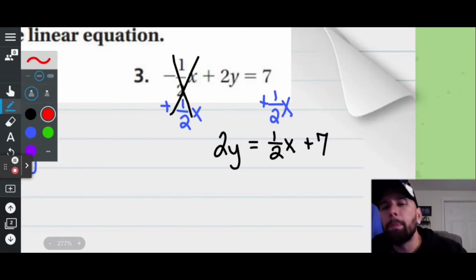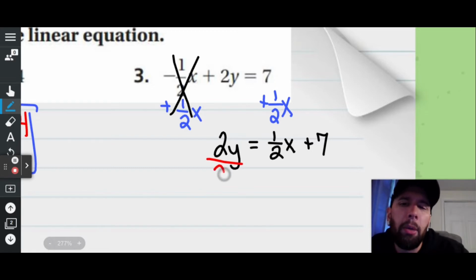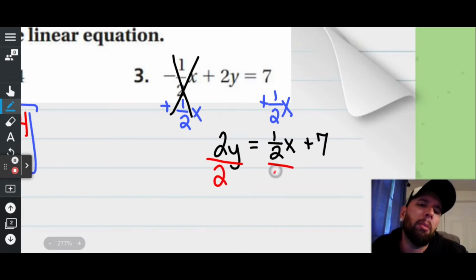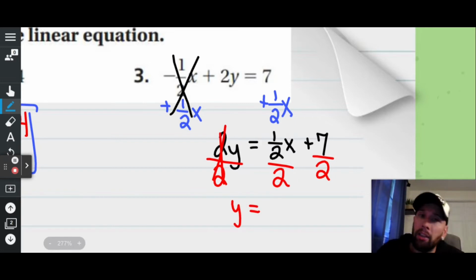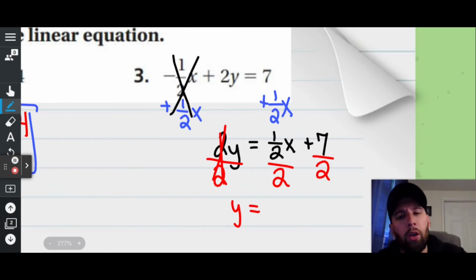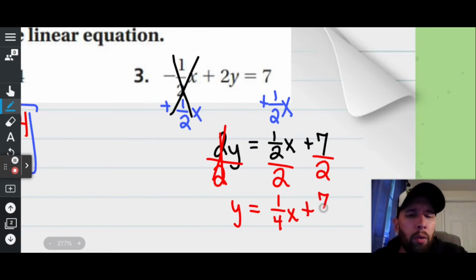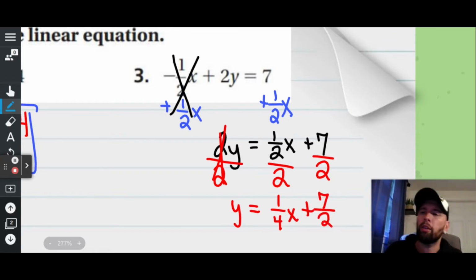This is going to be weird. I divide everything by 2, divide everything by 2, divide everything by 2. Y is going to equal 1/2 divided by 2. When you take 1/2 and cut that in 1/2, you get 1/4. 7 over 2 is just 7 over 2. You can write out 3.5. Nothing fancy about it. You just can't simplify that.